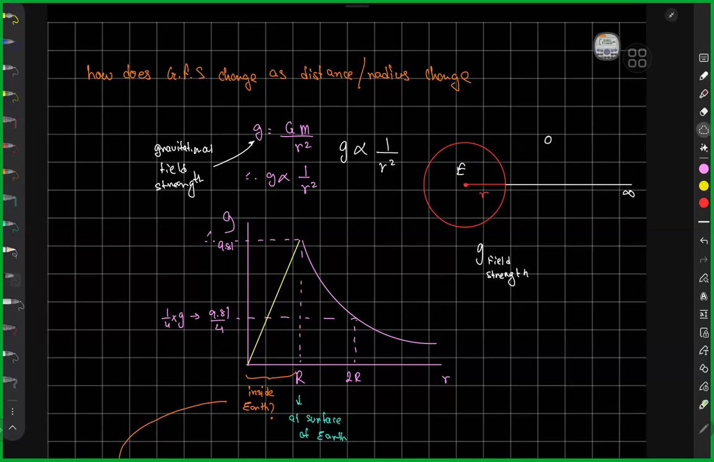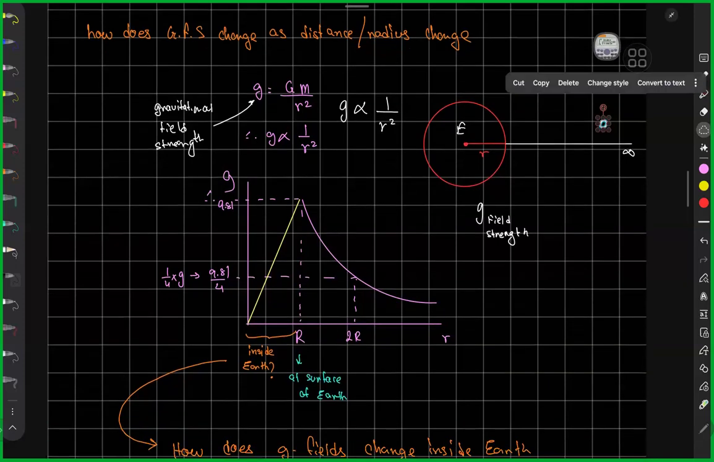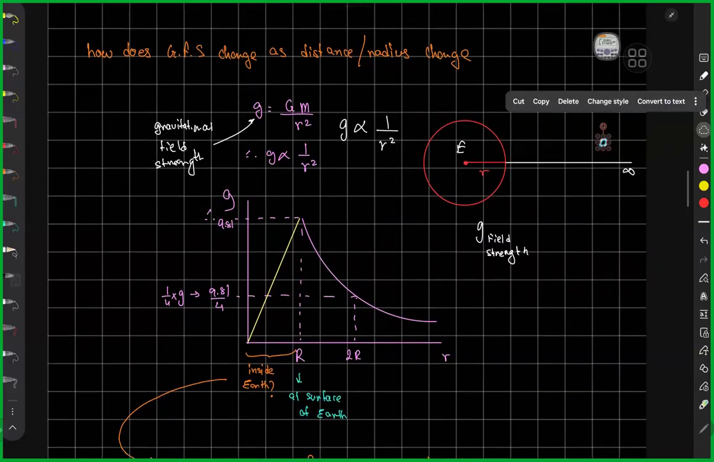Separation I'm changing. That is, the position of this object I'm changing. I'm putting it inside Earth, I'm putting it on Earth, I'm putting it 2 meters away from the surface, I'm putting it at infinity. I'm changing the distance. And I want to analyze how the gravitational field strength changes as I change that distance. So let's find that out. Now, near the Earth's surface, what will the gravitational field strength be? What do we think?